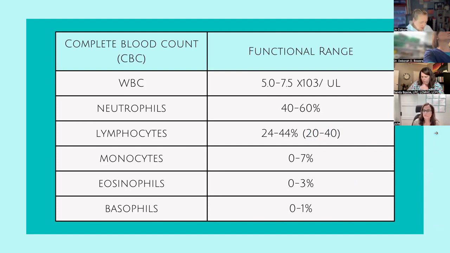So these are just like the RBC is the total number of red blood cells, the WBC is the total number of white blood cells, and then these are the 5 different white blood cells that we look at on a complete blood count.